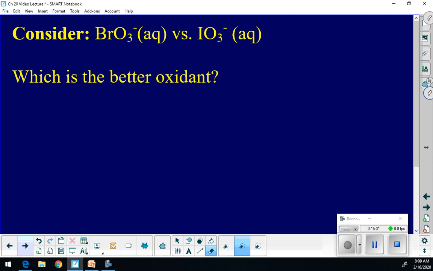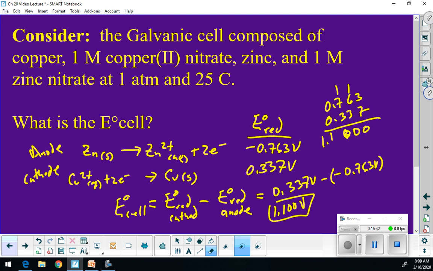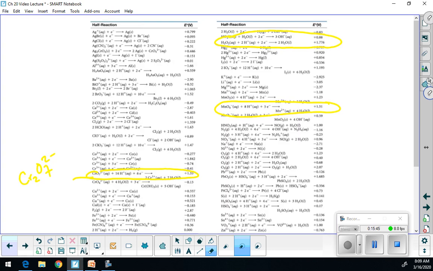So then, which of these is a better oxidant? Well, what am I going to look for? I'm going to look for their standard reduction potentials. So I want to know bromate and iodate. Where's bromate? BrO3 minus is a 1.52. I have to write this down. 1.52. And what is my iodate? Iodate is a 1.195.